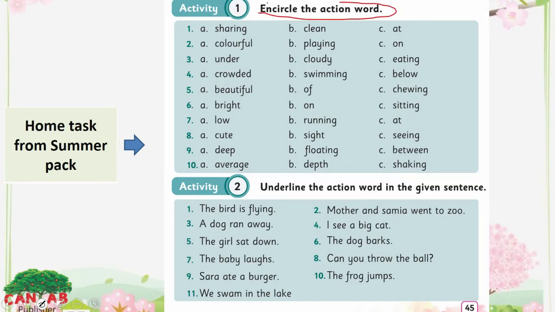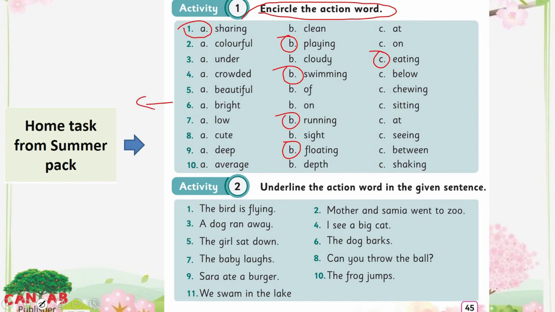Encircle the action word. I have discussed with you the action words earlier in the lesson. Action words are those which indicates to an action. Like some activity is going on, some action is done. The first one is, yes, sharing is an action word. Playing, swimming, floating, running, eating. So I want you to identify the action word from this activity. This is your home task, and the activity 2 here.